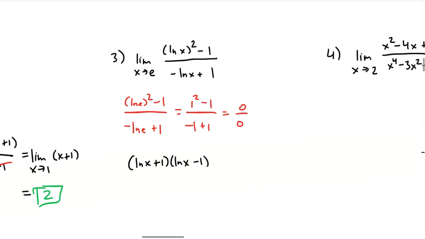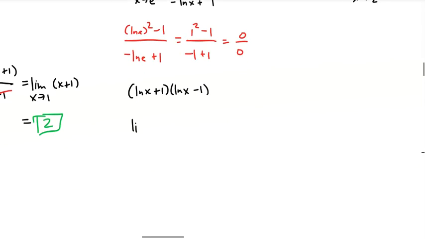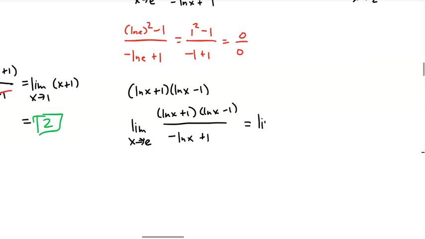So rewriting our limit with this in our numerator, we have the limit as x goes to e of (ln x plus 1) times (ln x minus 1) all over negative (ln x plus 1). Now here, it doesn't seem obvious that we can cancel anything out, but you can actually factor out the negative on your denominator and then get a common factor. So this is going to be the limit as x goes to e of (ln x plus 1) times (ln x minus 1). And factoring out the negative sign from our denominator, we have negative times the quantity (ln x minus 1).